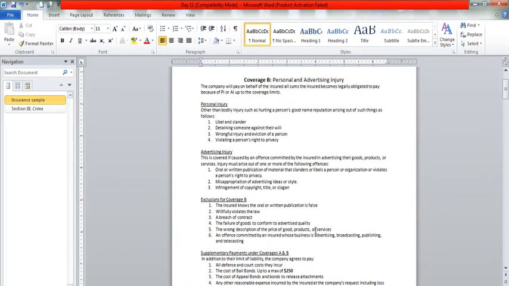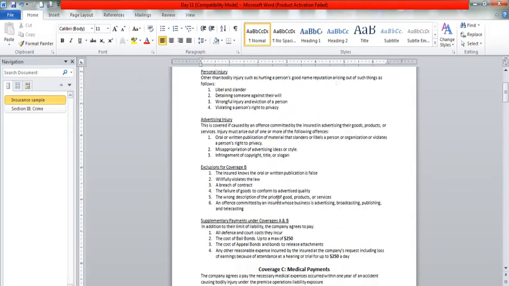Well, there are certain things. Coverage B will be known as a personal and advertising injury. Keep this in mind. Exclusions could be: the insured knows the oral or written publication is false. So let's say you know it, and obviously that's going to be an exclusion. Willfully violates the law, a breach of contract, the failure of goods to conform to advertised quality, the wrongful description of the price of goods, products, or services, an offense committed by an insured whose business is advertising, broadcasting, publishing, and telecasting. These are some of the exclusions.